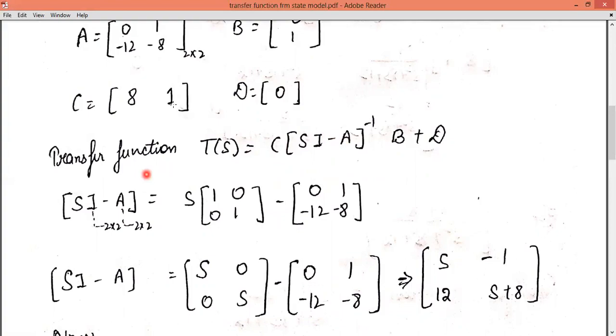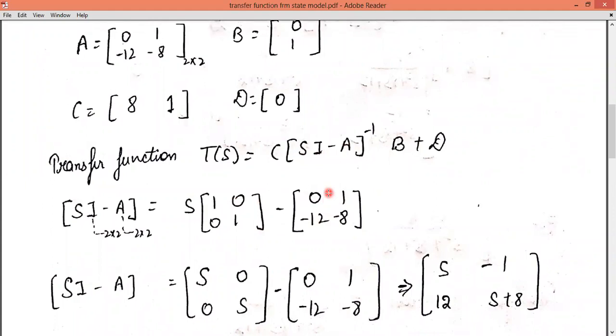Here it is given sI minus A. First we will write s into the identity matrix. The identity matrix, you all know, is 1 0 0 1. We have written a 2 by 2 matrix because here A is a 2 by 2 matrix, that's why we write the identity matrix this way. And minus the A matrix, because it is sI minus A.